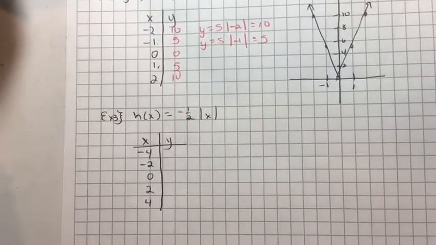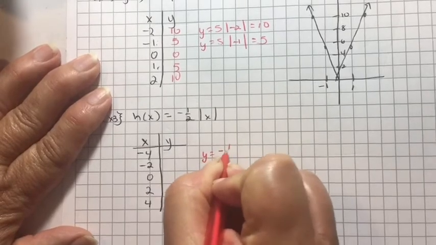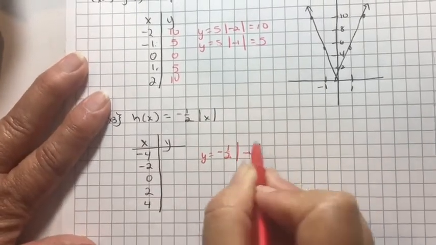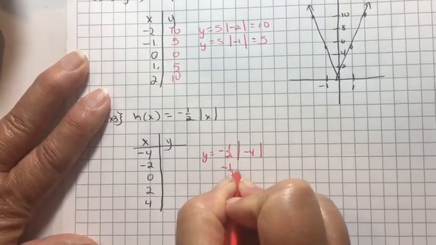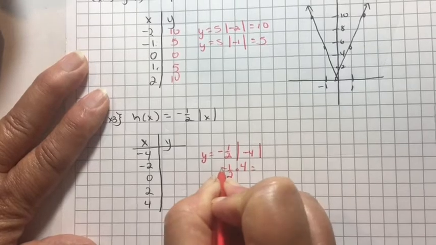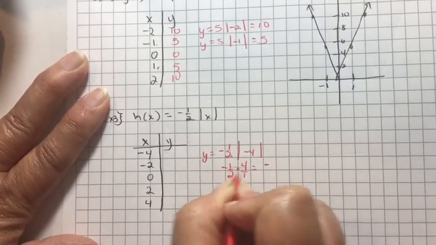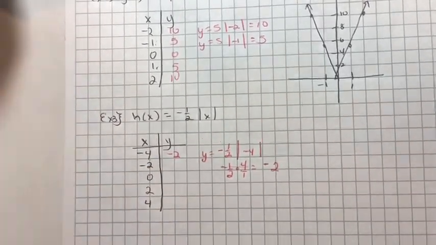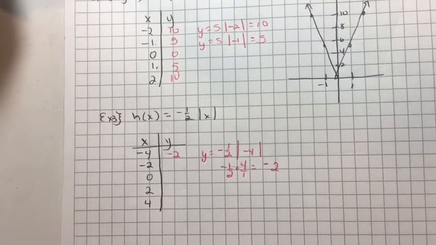All right, so to find your y values, notice it's a -1/2 times the absolute value of -4. So this is a 4. -1/2 times 4. Negative times positive is negative. Half of 4, or 4/2, is going to be 2. Go ahead and do the same thing for the rest of the points and restart the video when you're ready.